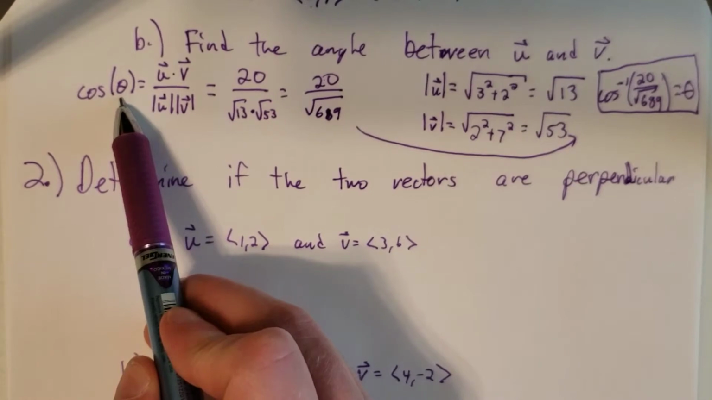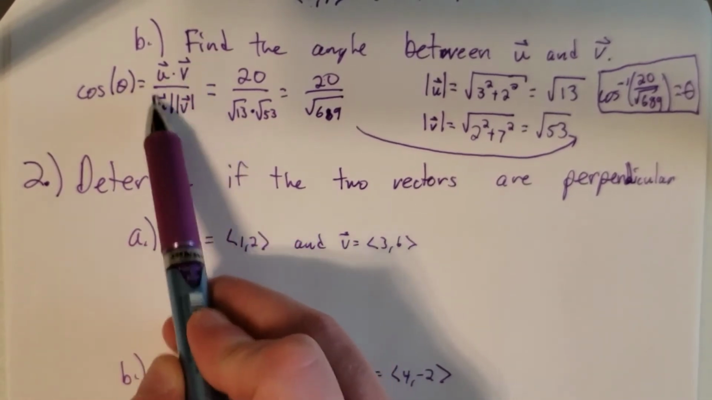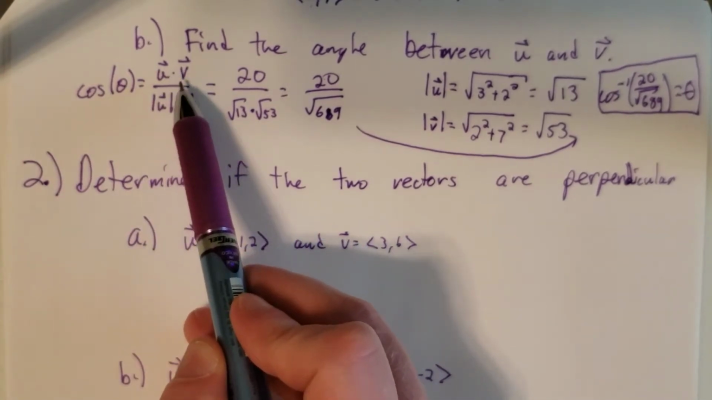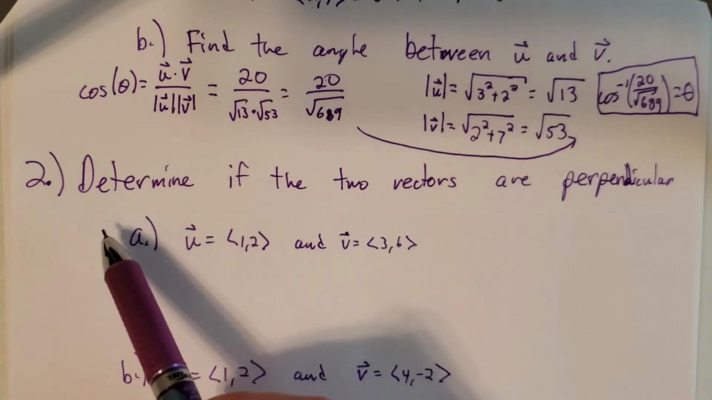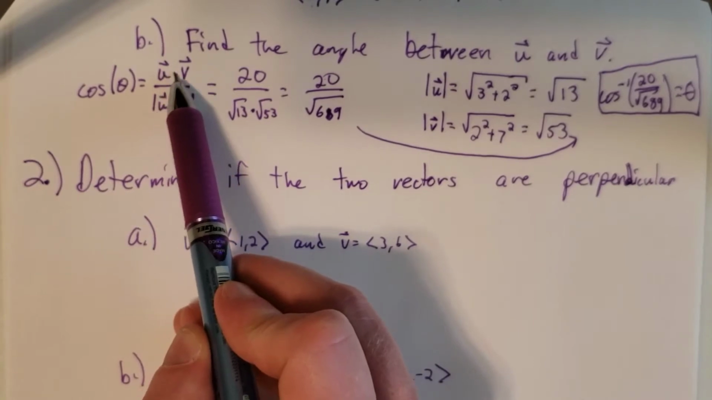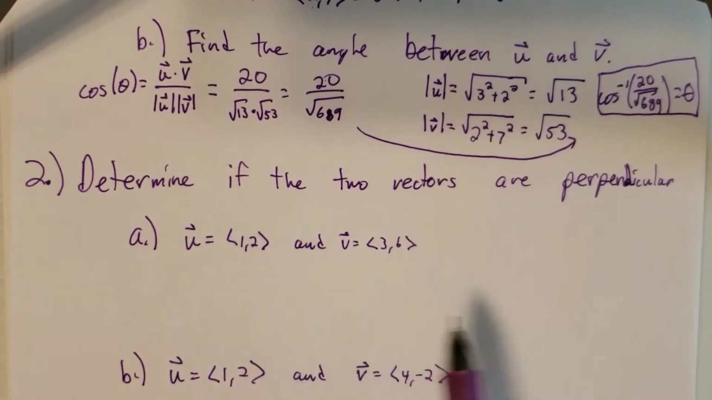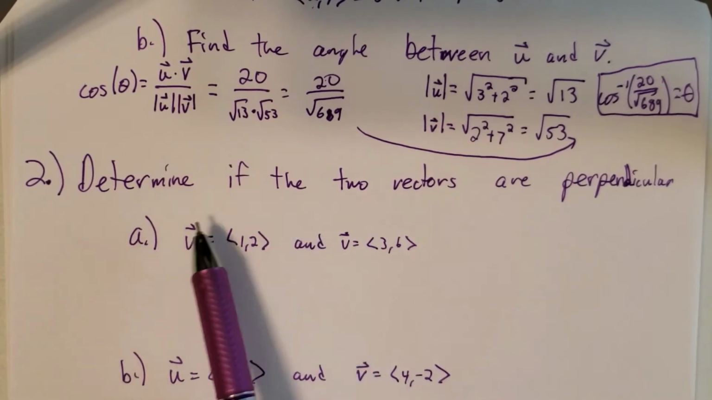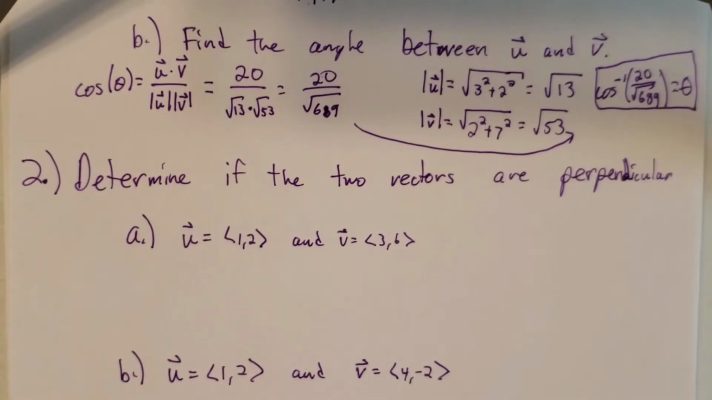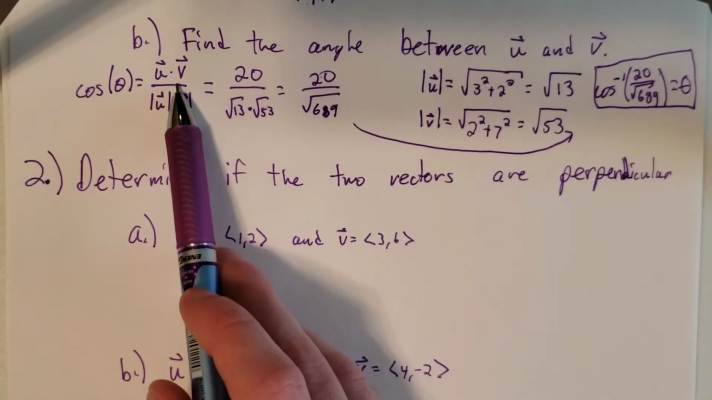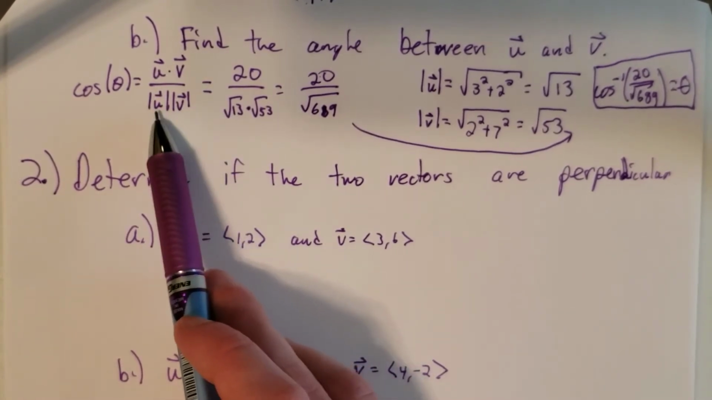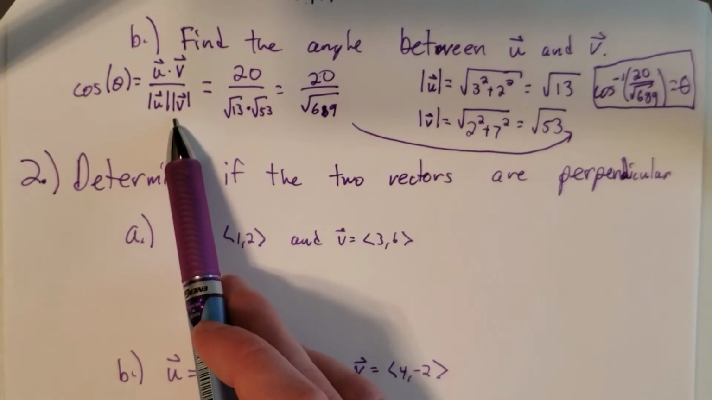Cosine of 90 degrees is 0, so that means this right-hand side would have to be 0 if these two vectors are perpendicular. If the right-hand side is 0, that means the numerator is 0 and the denominator is not. So these vectors can't be 0 themselves, and u dot v needs to be 0. So if two vectors are perpendicular, then their dot product is 0.